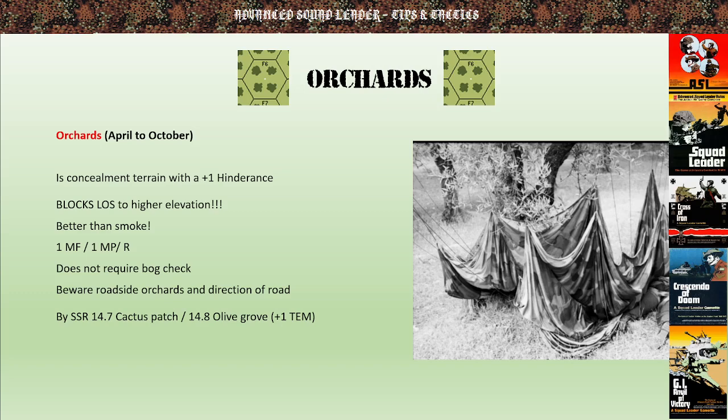So beware of roadside orchards that are lined along the road, because then the hindrance might not apply. And also, two variations of that terrain type are the cactus patch and the olive grove, which also provide a plus 1 hindrance. I am summarizing. Guys, read the rules, okay?